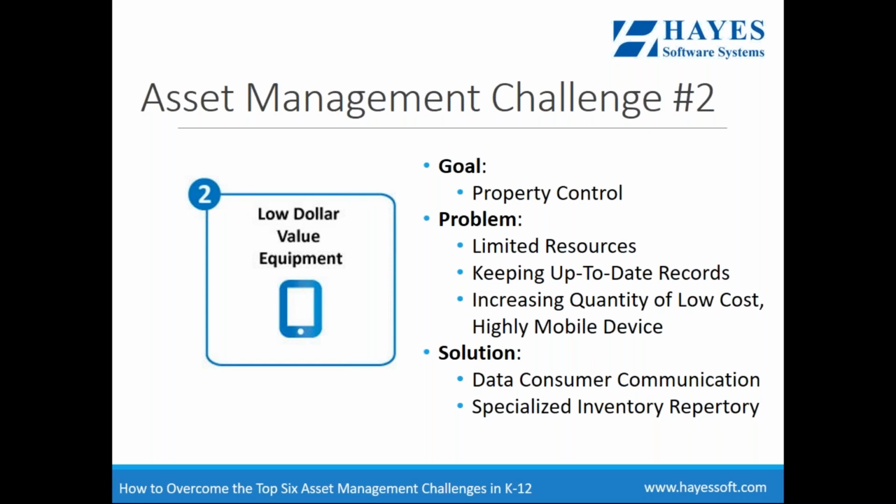So on asset management challenge number 2, we're going to talk about the low dollar value equipment. So I kind of touched on this at the beginning of the presentation, but the assets that are falling below that capital threshold, sometimes that's $5,000 at the district, sometimes $1,000 at the district. It's going to vary depending on each district, whether it's state mandated or pushed out by a superintendent.